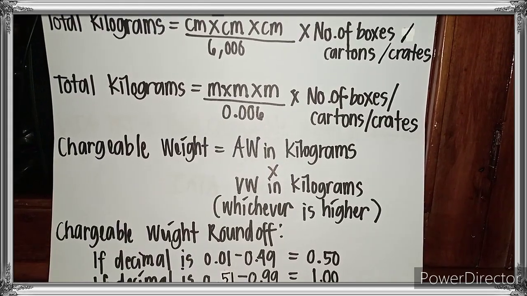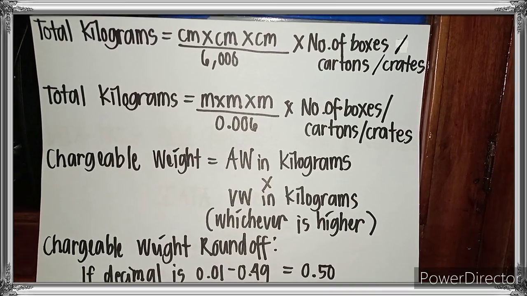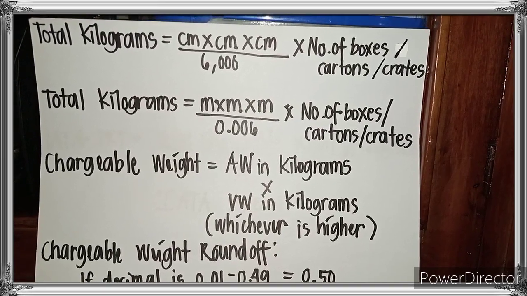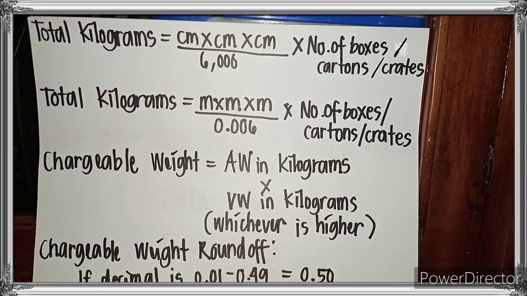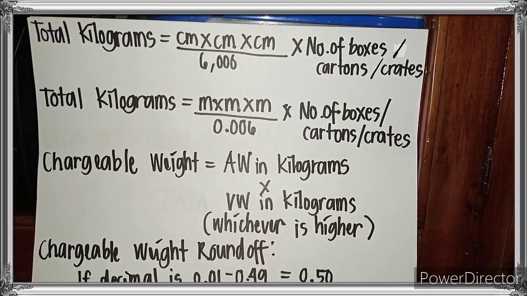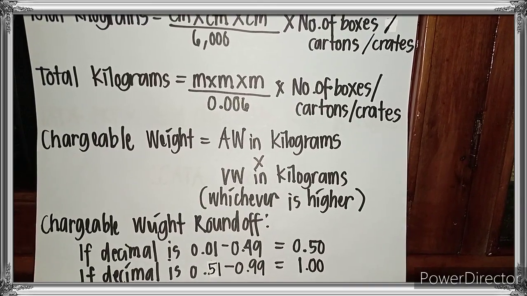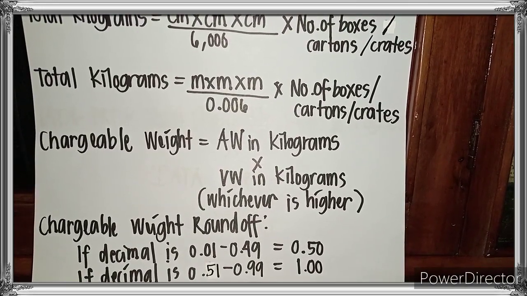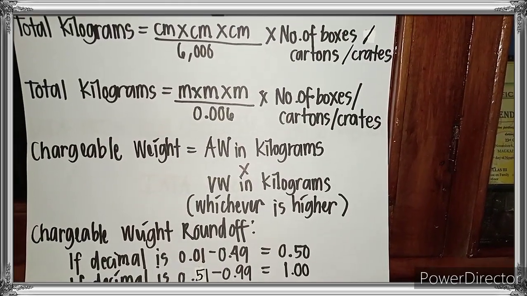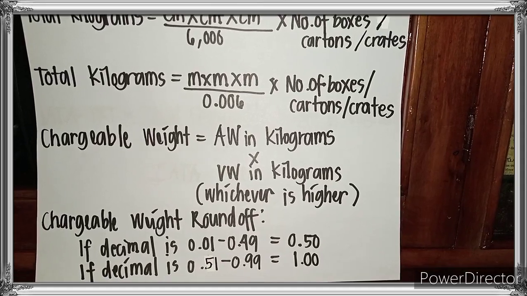Next, the total kilograms is equal to centimeter times centimeter times centimeter divided by 6,000 times the number of boxes, cartons, or crates. Next, total kilograms is equal to meters times meters times meters divided by 0.006 times the number of boxes, cartons, or crates.